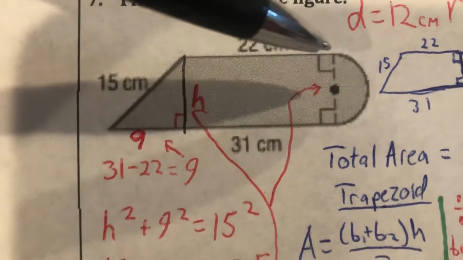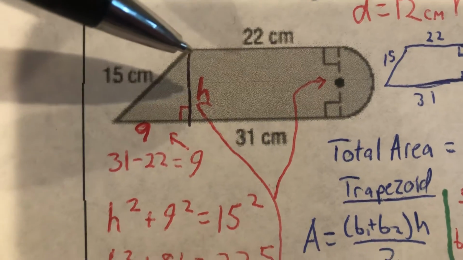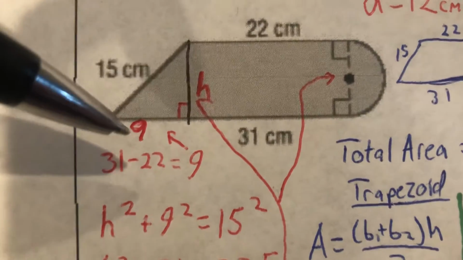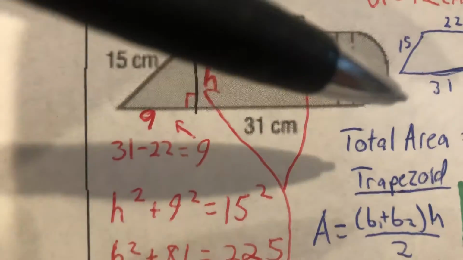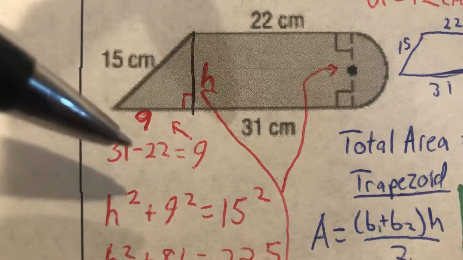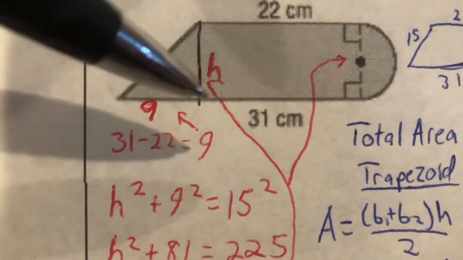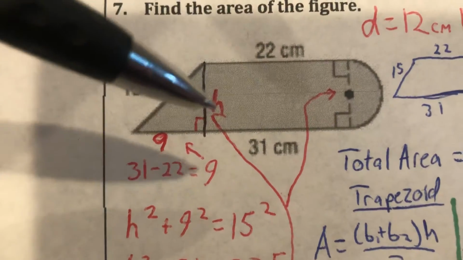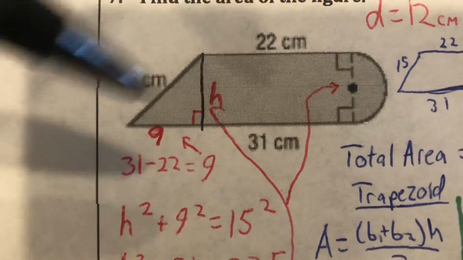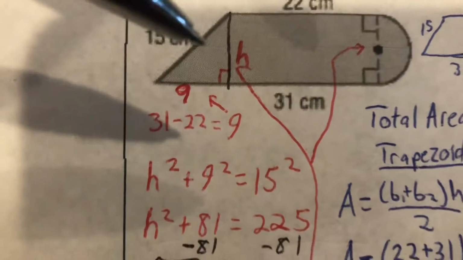So if this distance across is 22 and it stops here, this whole distance across is 31. It keeps going through that point. All we have to do is 31 minus the 22 that would be right here, and we find out that there's 9 left for this little length here on the bottom left. So we have a right triangle where we have our height and 9 for the legs, and we have 15 for the hypotenuse. So we're going to use the Pythagorean theorem.